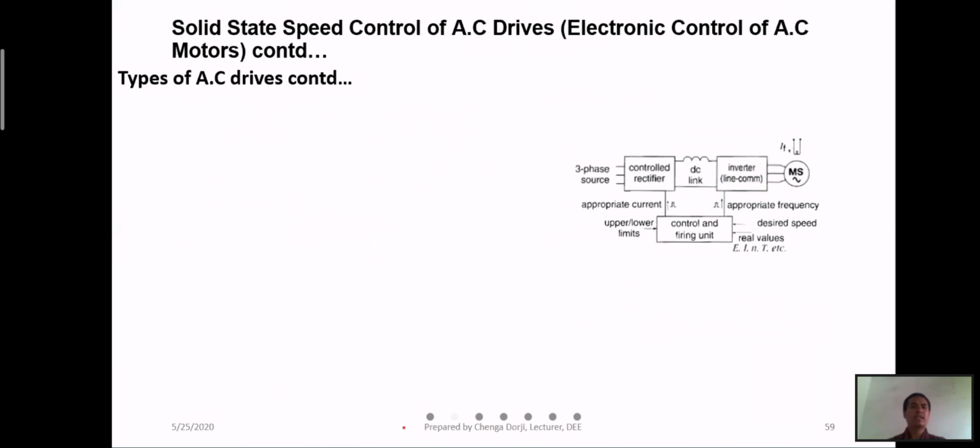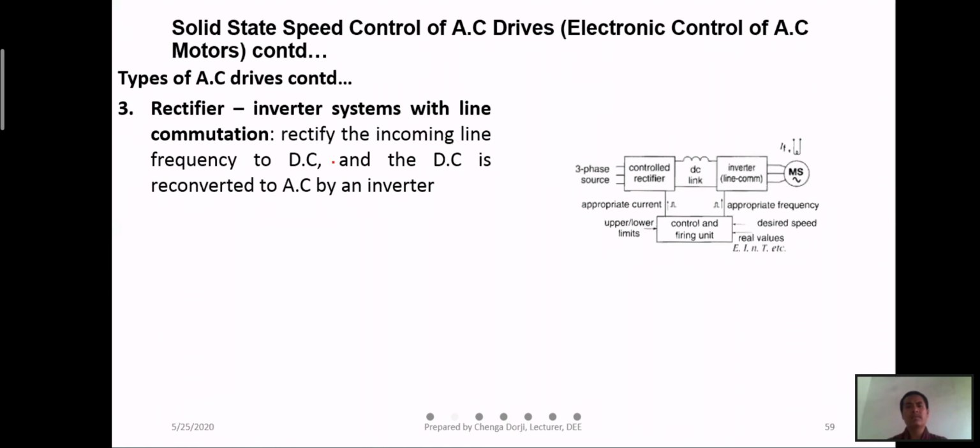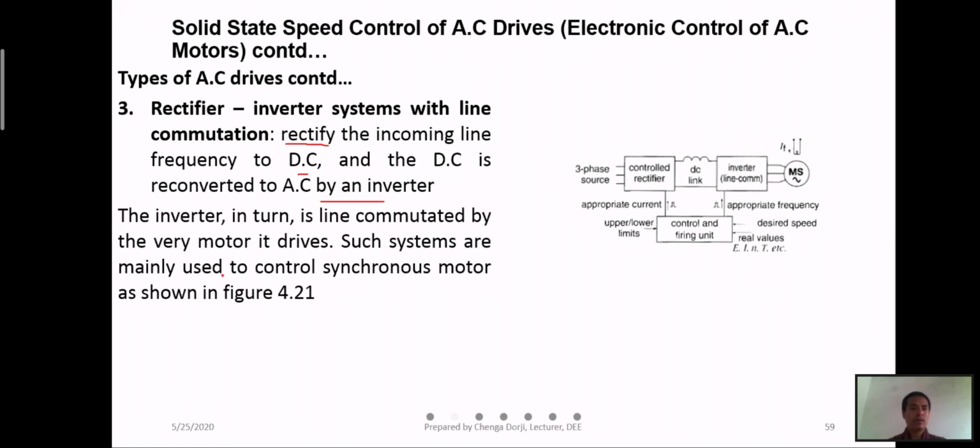Okay. Then the third type is the rectifier inverter system with line commutation. In this case, it rectifies the incoming line frequency to DC, and then the DC is reconverted to AC by an inverter. The inverter in turn is line commutated, which is why it is called line commutation. Line commutated means that as soon as the current crosses 0, the device is turned off. This type of system is mainly used to control the synchronous motor.